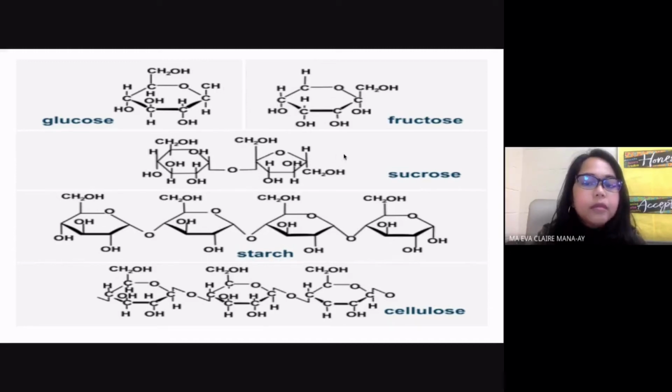Now, the second example that we have here at the bottom is sucrose. Again, we know that sucrose is a disaccharide, and you can actually see that in its structure. You have one unit of sugar here. You also have another unit of sugar here. And as you can see, they are connected, forming your disaccharide, sucrose.